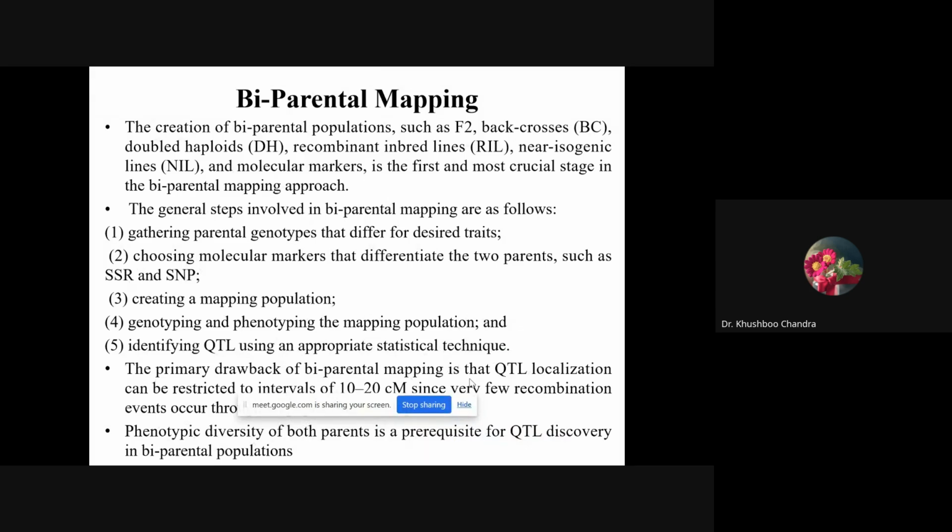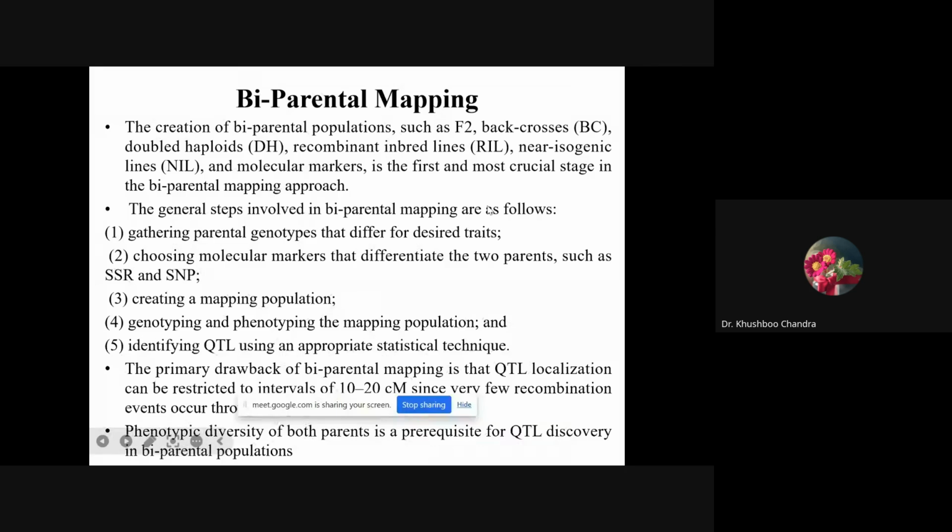So now coming to the biparental mapping population. Whenever we want to go for GWAS or marker assisted selection, the population size is very important. There are different biparental populations such as F2, backcross populations, double haploids, RILs, and NILs. This is the first and foremost crucial stage in the biparental mapping approach.